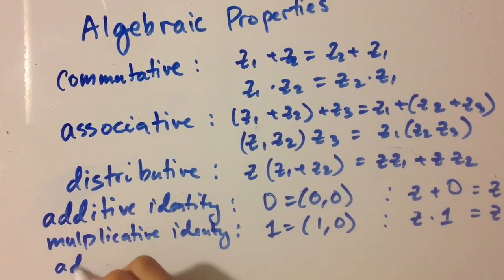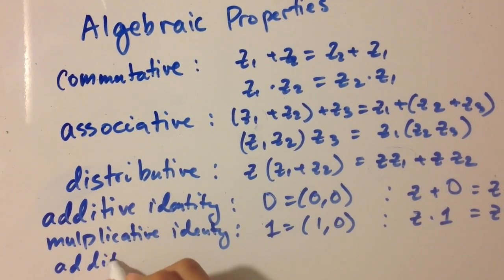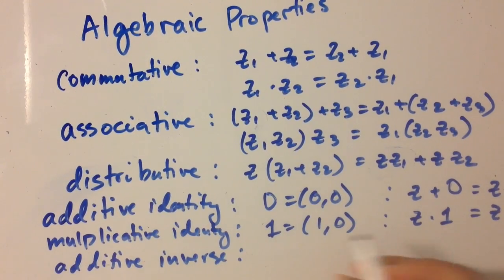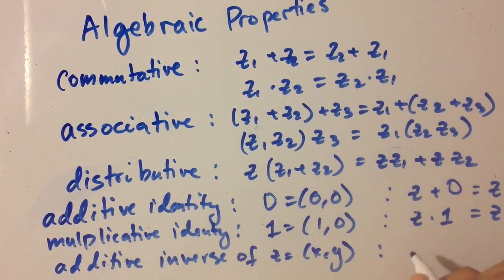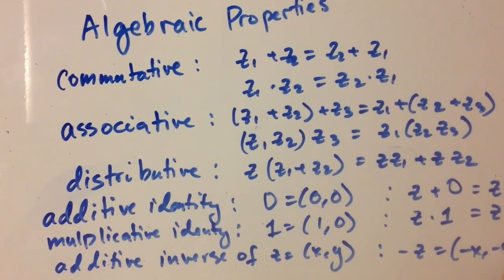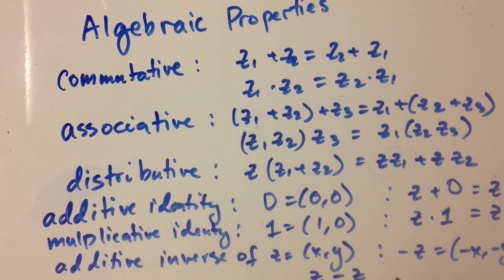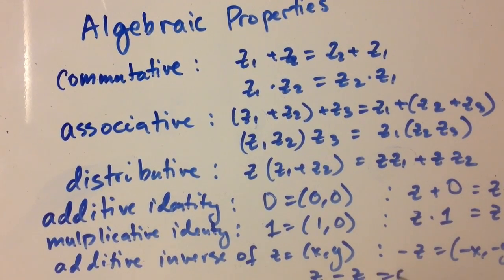And also the additive inverse is given as minus z equal to (minus x, minus y). So then z minus z is equal to 0.